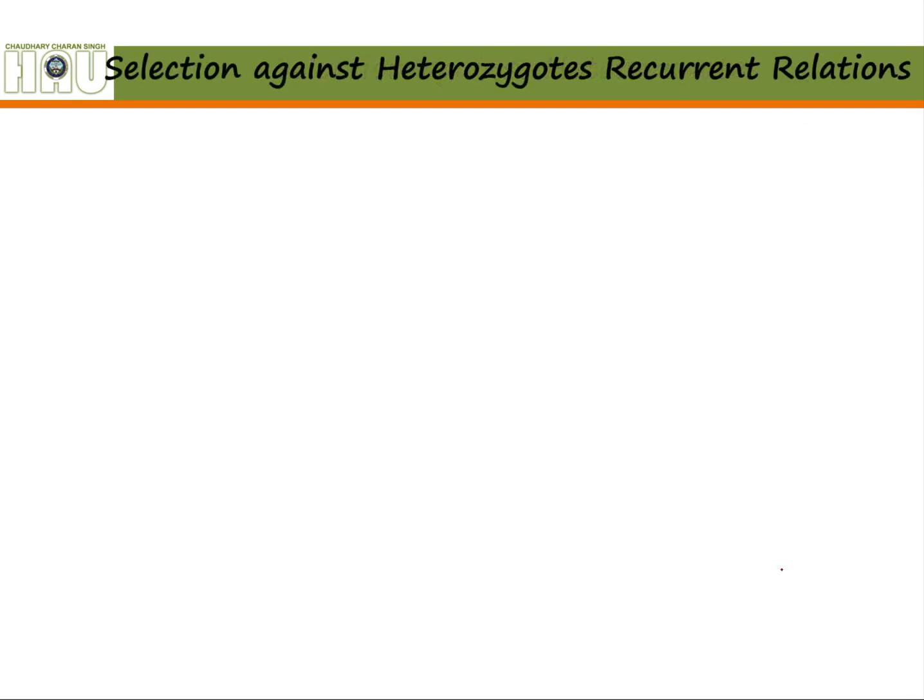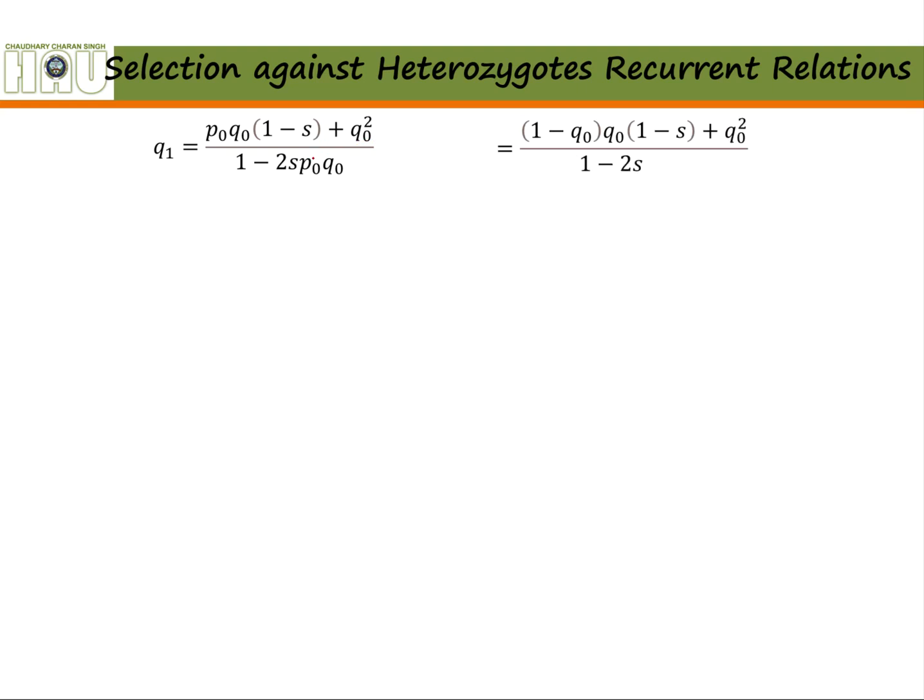So we have found out the terms say Q1 as P0 Q0 1 minus S plus Q0 square, and on simplification we will get this expression. Now what is the purpose of doing this? Actually I want to find out the recurrent relationship. So I am arranging the terms in such a way that the recurrent relationship can be generated. So P0 Q0 1 minus S plus Q0 is my Q1.